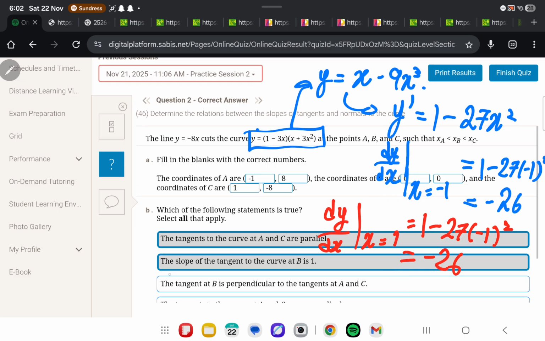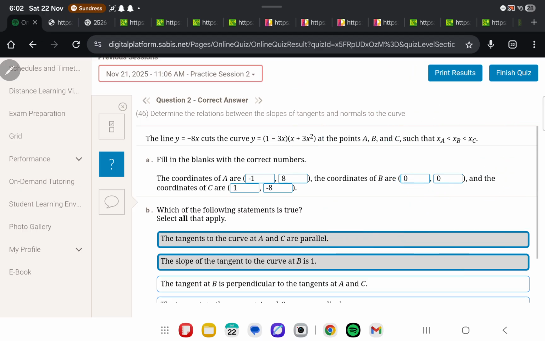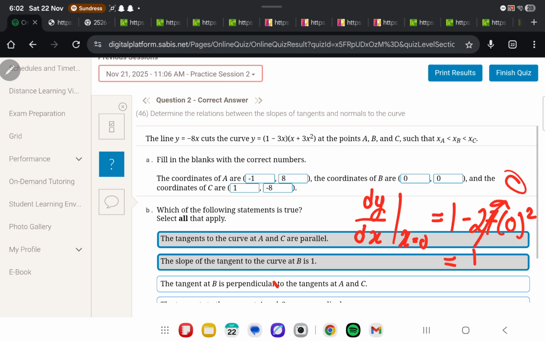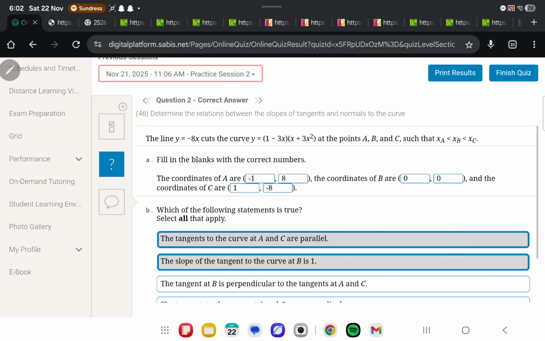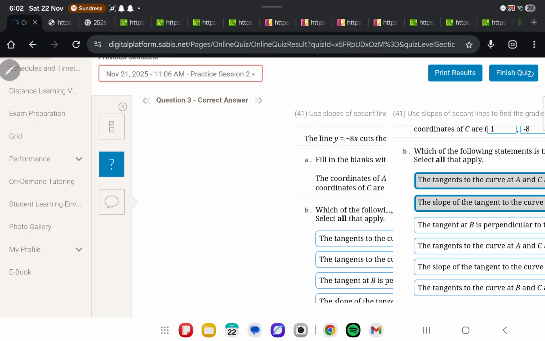Now, the slope of the tangent to the curve at B is 1. How do you find it? Since B has the x coordinate of 0, you do dy by dx at x equals 0. It was 1 minus 27 into 0 squared. This is just going to give 0, so it's going to give me 1, which is indeed true. So those are our two options. This is the answer. Moving on.